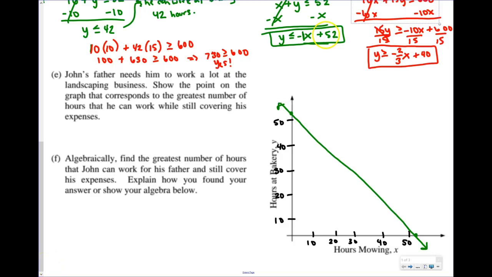Okay, now we have to think about our shading. We're going to shade below because we have a less than. So I'm going to shade everything below this line. Okay.